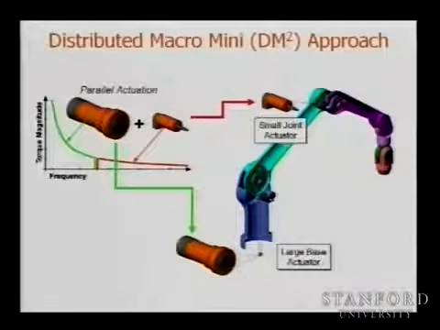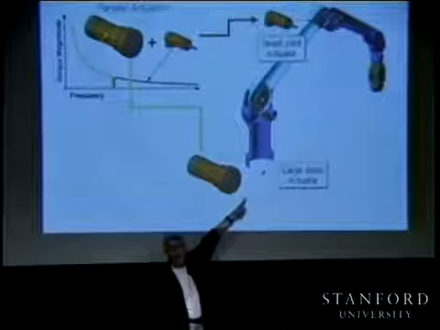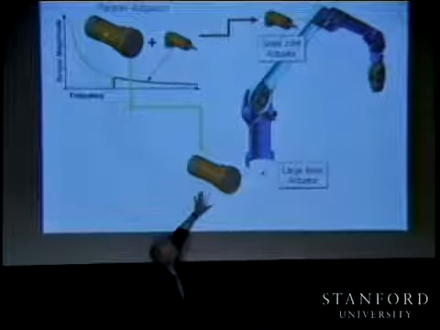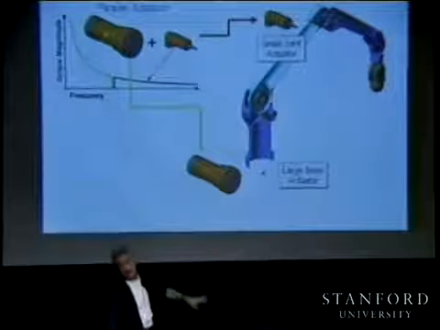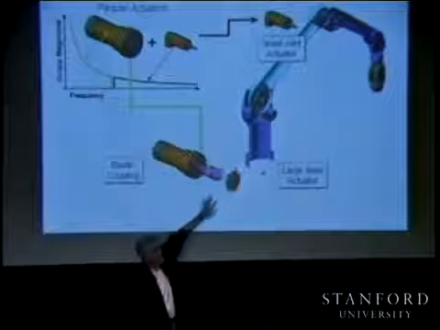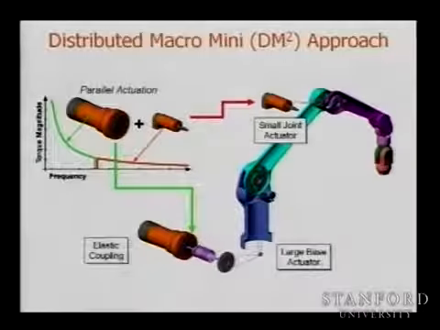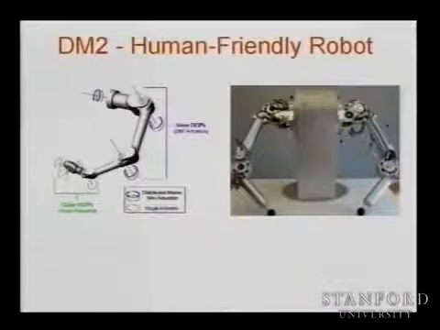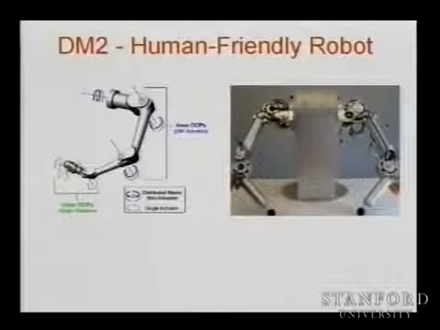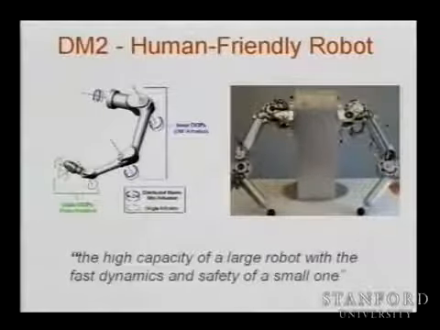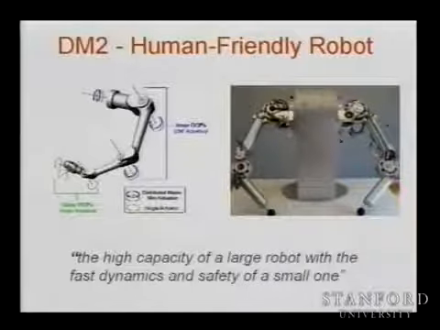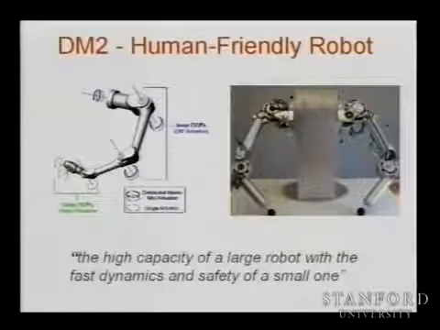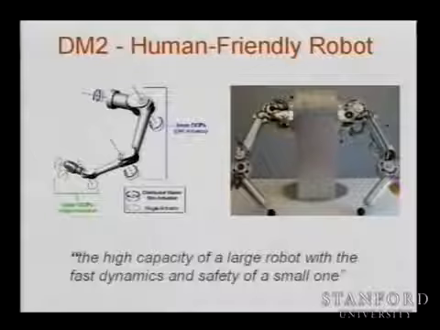But if you do this, actually this motor will be reflected at the impact force. But I said this motor is only needed at low frequencies. So now I can isolate the motor. When I have an impact force, it will go through this elasticity. So this is the concept we developed in DM2. It's called distributed macro-mini actuation. That really is interesting in the sense that you build a robot that has the capacity of a large robot, but the safety and performance of a smaller one.